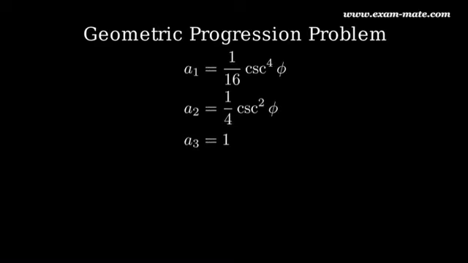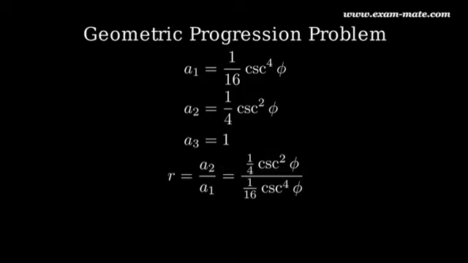Let's solve this geometric progression problem step by step. We're given the first 3 terms, 1/16 cosec to the 4th phi, 1/4 cosec squared phi, and 1. First, let's find the common ratio r. We can find this by dividing the second term by the first term. This simplifies to 4 sine squared phi.